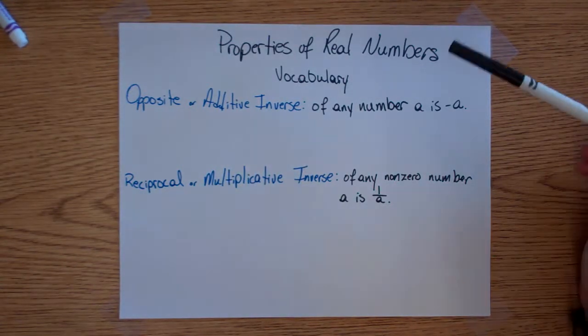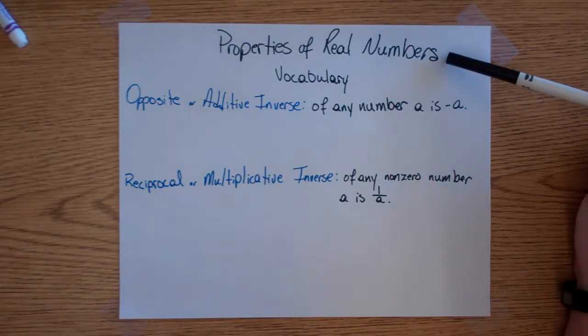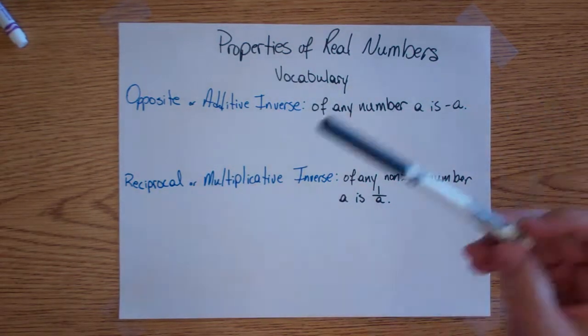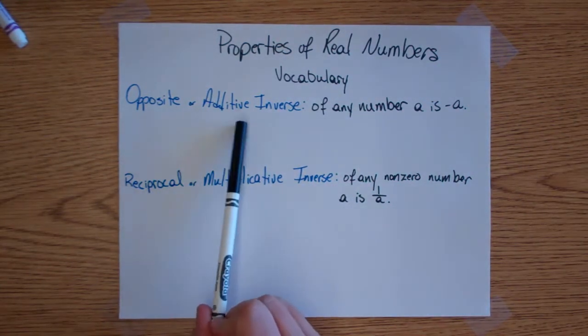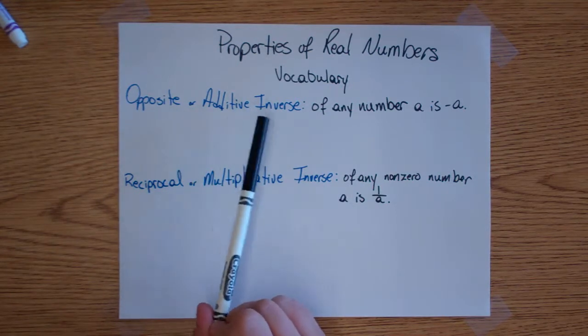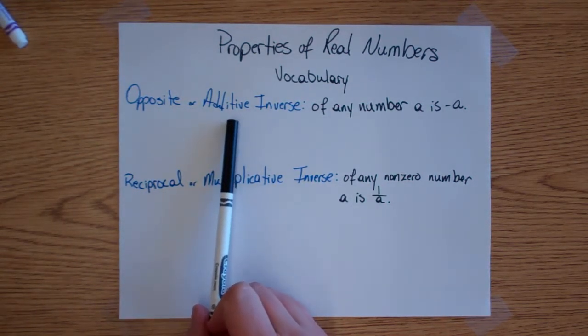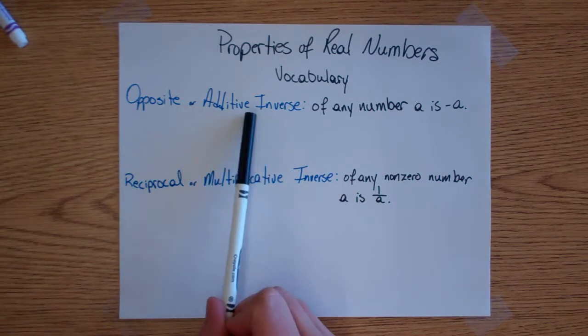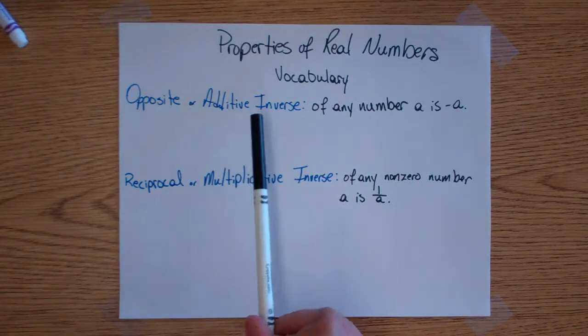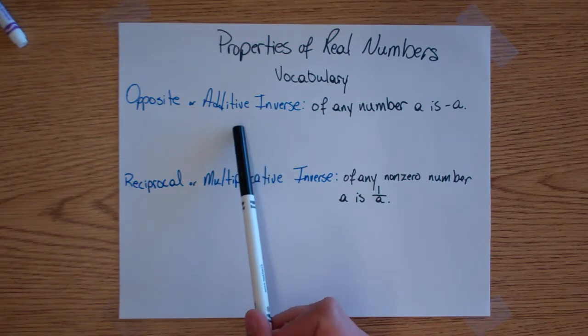In this video, we're going to go over properties of real numbers. All right, here's our vocabulary. Opposite or additive inverse. These two words can be used interchangeably. They mean the exact same thing. Just like roads have two different names, this has two different names. If I say opposite or additive inverse, I'm talking about the same thing.